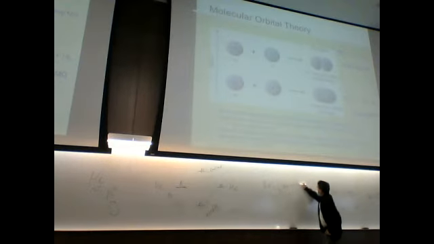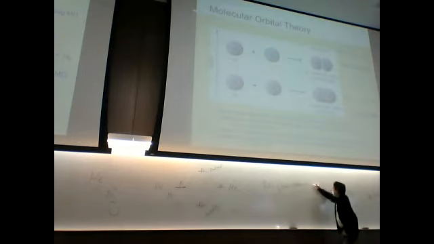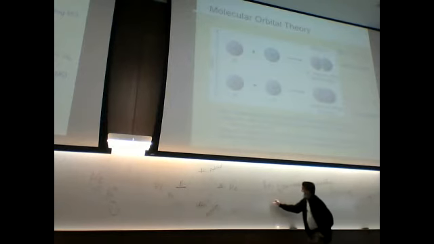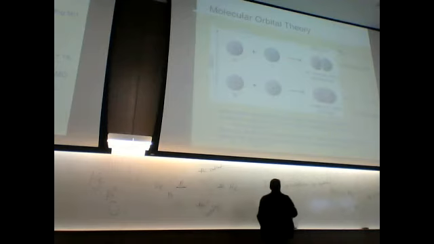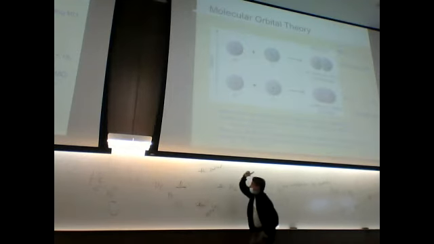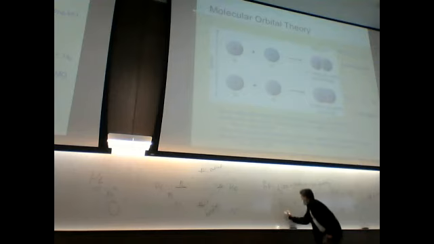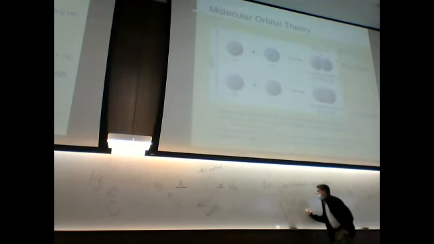bonding molecular orbital minus the number of electrons in anti-bonding molecular orbital. So look here: the number of electrons in bonding orbital is 2, and the number of electrons in anti-bonding molecular orbital is also 2. So half of 2 minus 2 is 0. So 0 multiplied by half is 0.